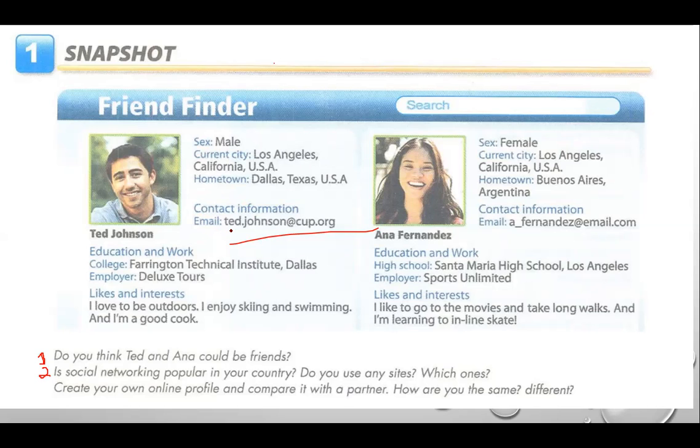Okay. Mauricio Lemus. I have 16 years old. My current city is Lourdes, Colón. My hometown is Santa Tecla. My email is josuemauricio@gmail.com. Okay. My college is Jesús Obrero.